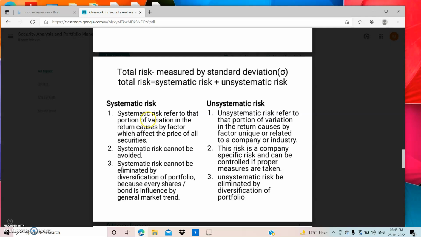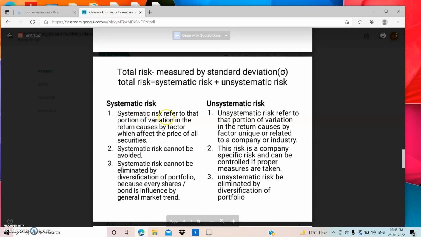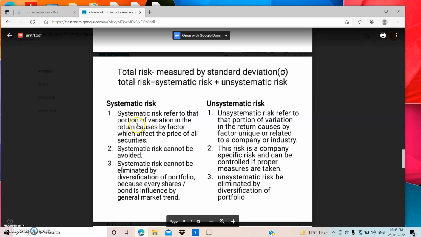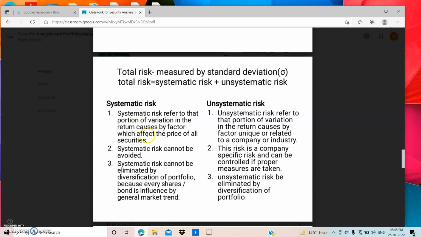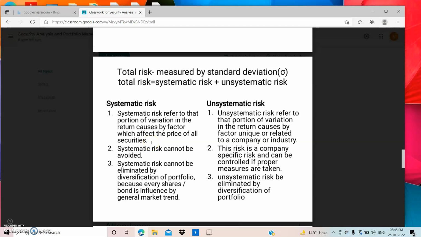Systematic risk is that part of the total risk in the return which is caused by the factors which affect the price of all the securities. That means systematic risks are those kinds of risks which affect all types of securities. Systematic risks cannot be avoided. Systematic risks are those risks which cannot be avoided.